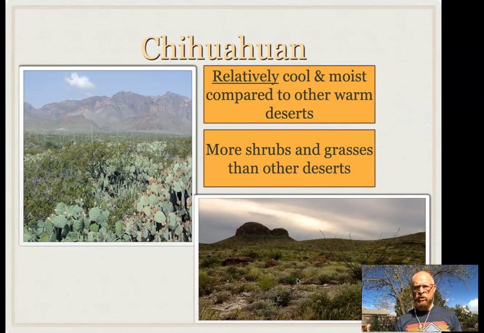And then lastly is our Chihuahuan Desert, so relatively cool and moist compared to the other deserts. And so we have more vegetation, and this is where we have a lot more shrubs and grasses being dominant in the Chihuahuan Desert. So a lot of our desert grasslands occur in the Chihuahuan Desert.